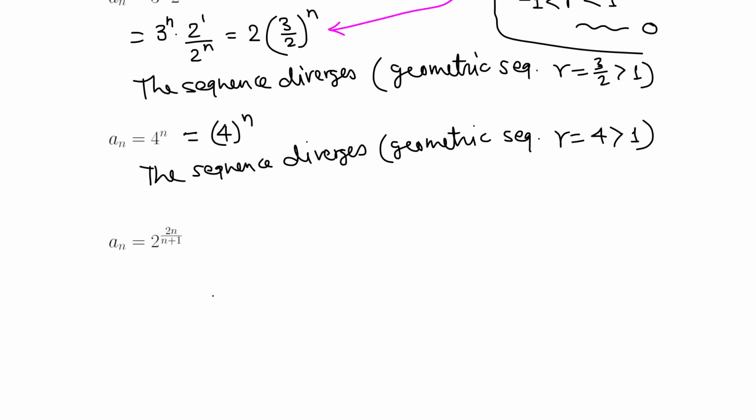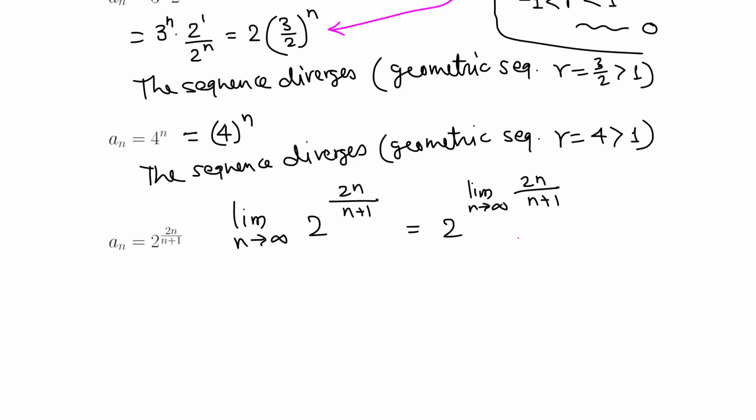Now here's the last part. Okay, this is 2 raised to something, so let's find the limit. The limit as n goes to infinity of 2 raised to, on the exponent, 2n over n plus 1. This is a continuous function, so the limit can be moved into the exponent, as we saw in Calculus 1.